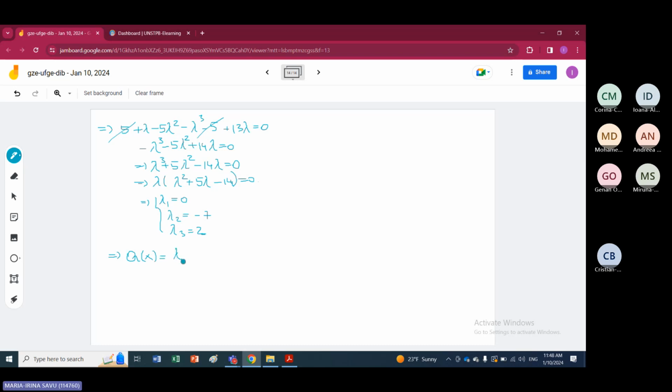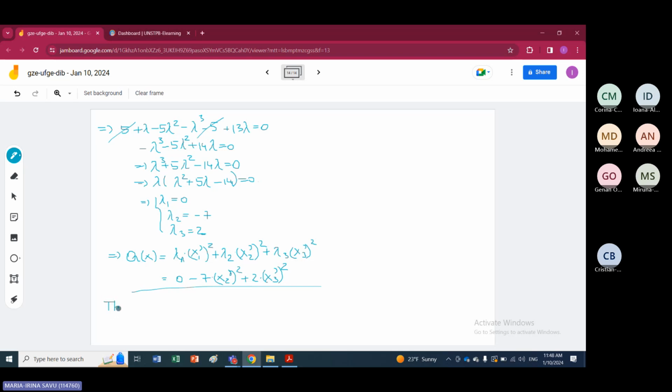will be lambda 1, let's say x1 prime squared, plus lambda 2 x2 prime squared, plus lambda 3 x3 prime squared. So this is 0 minus 7 times x2 prime squared plus 2 times x3 prime squared. And this is the canonical form, but also you have to find the basis. And the basis consists of orthonormed eigenvectors.